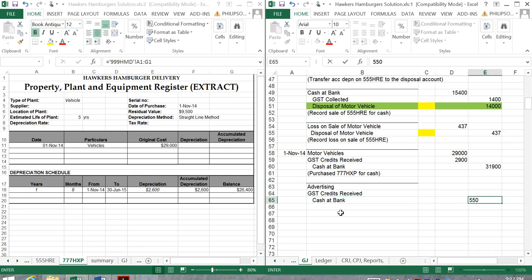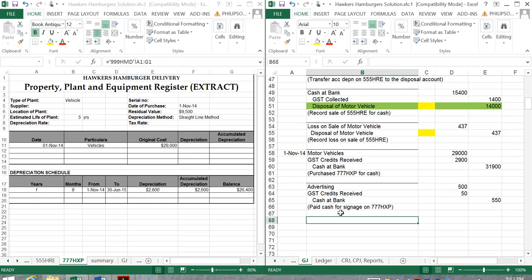So the gross amount of the transaction is 550. GST therefore is the gross amount divided by 11. Advertising is 550 minus the GST. And so we put paid cash for signage on 777 HXP. Okay, so that's that, and then we've paid $9.90 for annual insurance cover.